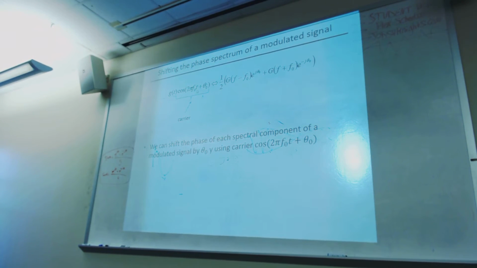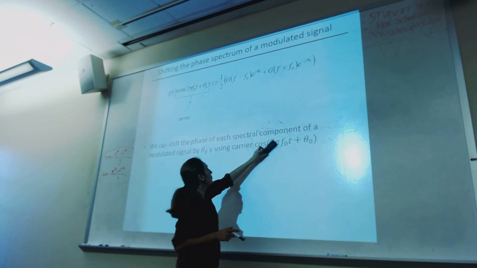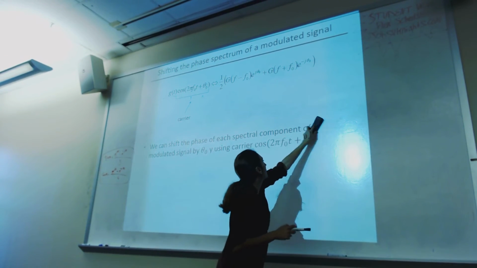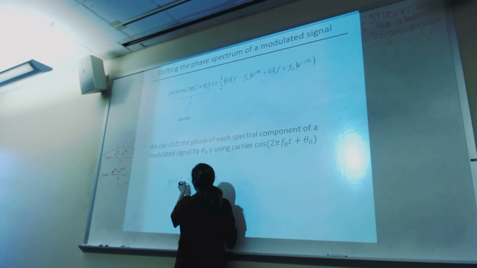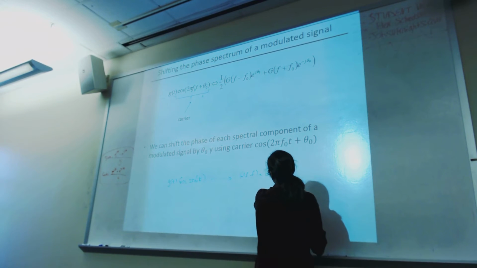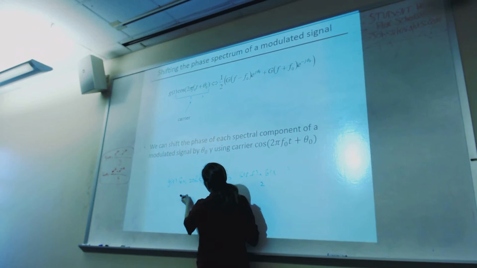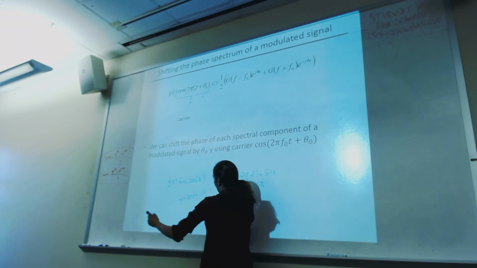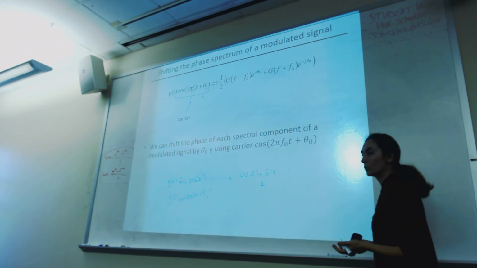Now, instead of the cosine, let's look at the shifted cosine to see what happens. Instead of cosine, you now have cosine of something plus a phase. What happens is that you have a simple shift, but then g of f minus f naught is multiplied by one exponential, and g of f plus f naught is multiplied by another exponential. Can anybody prove this? It's very simple. Any volunteer? We just proved that g of t times cosine of 2 pi f naught t gives g of f minus f naught plus g of f plus f naught, divided by 2. The only difference is that now I have cosine of 2 pi f naught t plus some phase. What do you think would be the approach to doing this? Any idea?